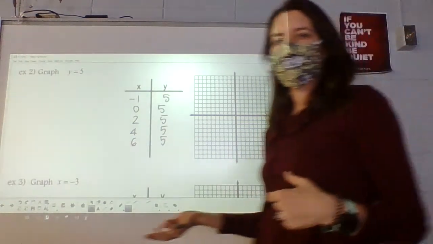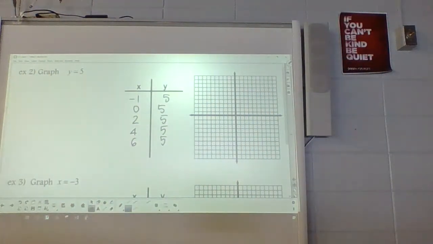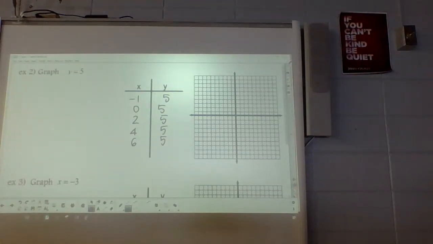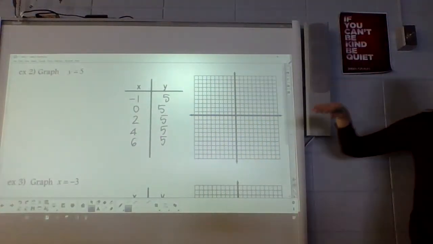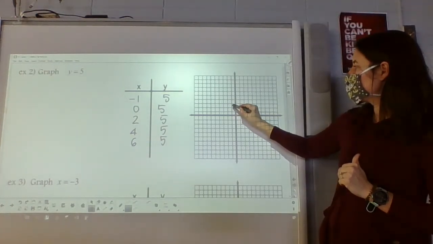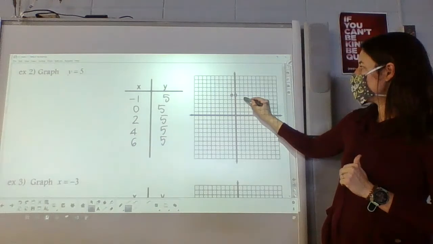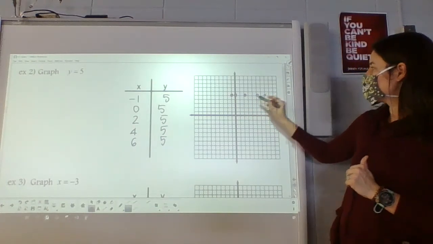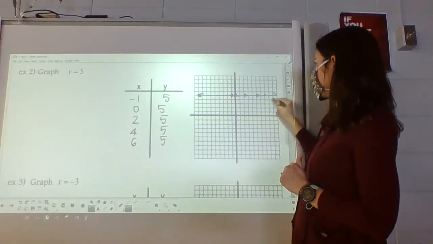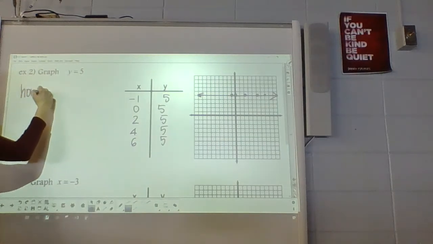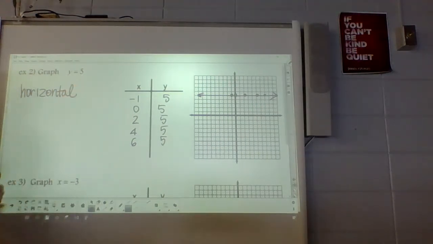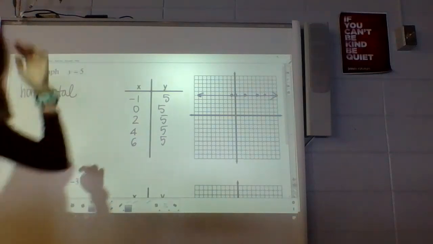So when I go to put this on graph paper, what does this end up looking like? It's not exactly randomly placed, because where is it going through? All the 5s, right? So negative 1, 5, 0, 5, 2, 5, 4, 5. So it's just this flat line at 5. We call that type of line a horizontal line. And it has to go up through at 5. All the y values are 5.